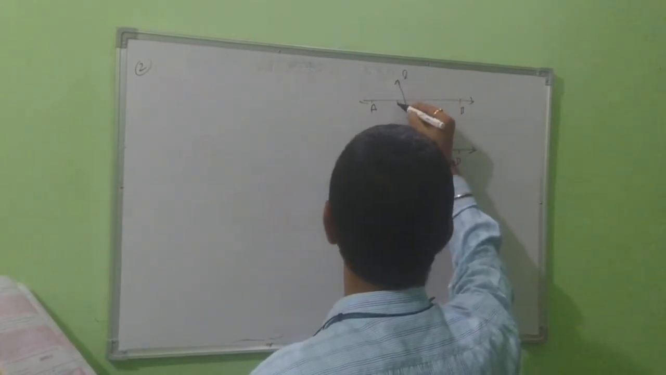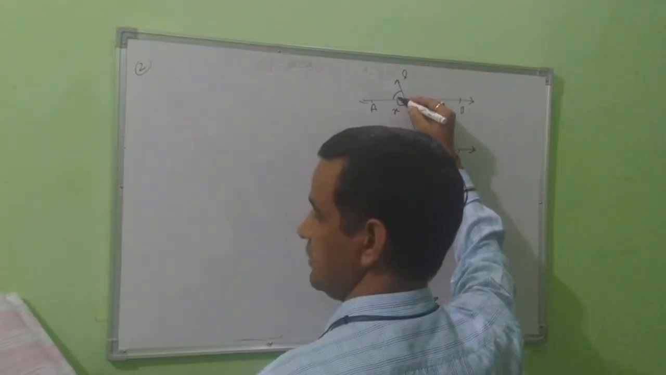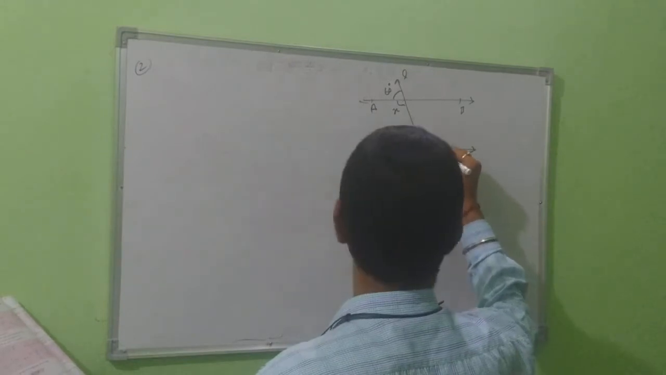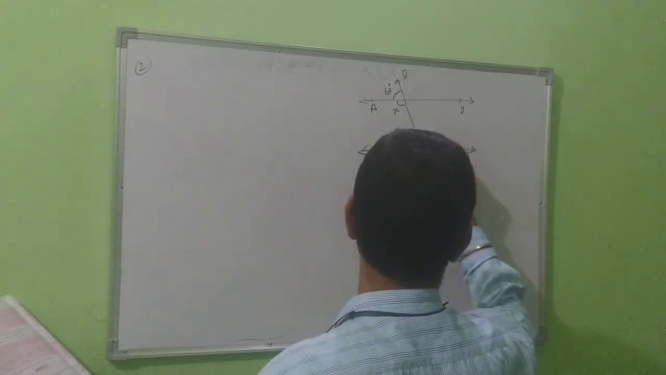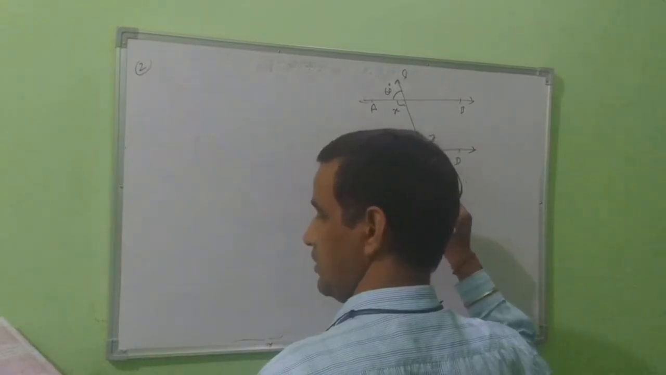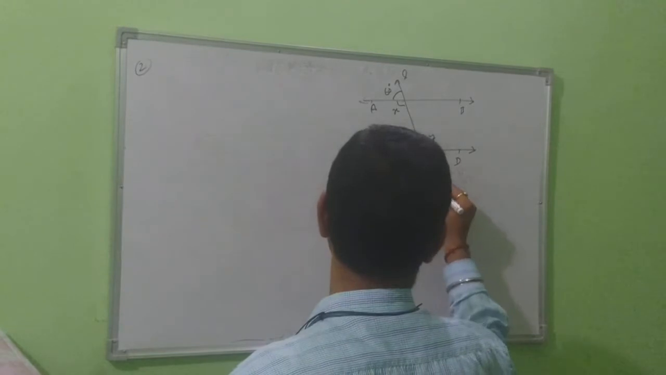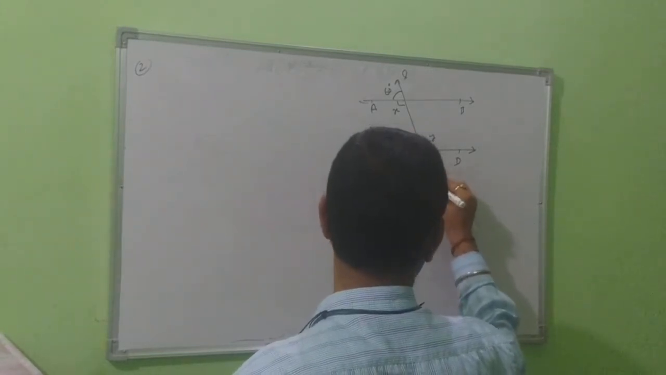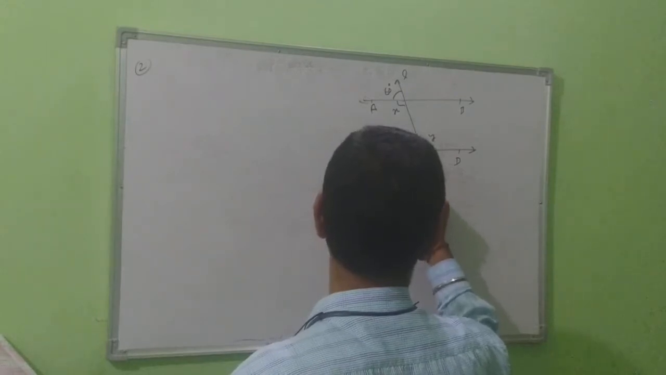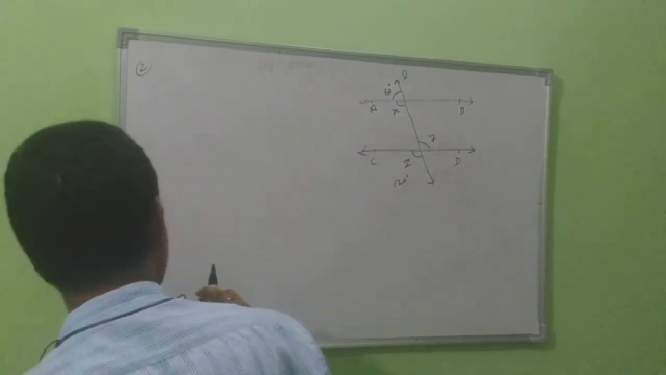The value of this angle is x, and the value of this angle is 60 degrees. After that, the value of this angle is y, and the value of this angle is z. And z is 120 here. The value of this angle is 120 degrees. Now look here, find the value of x and y.